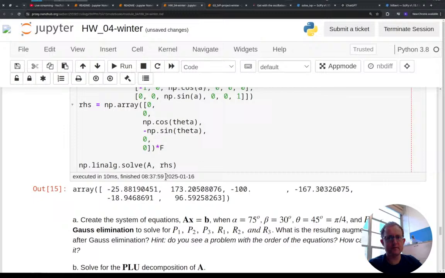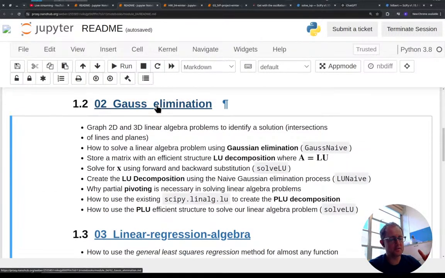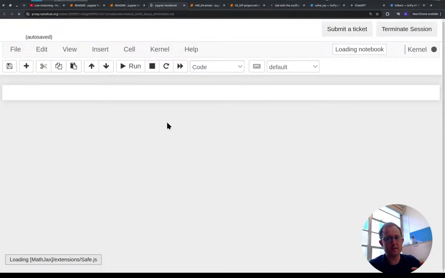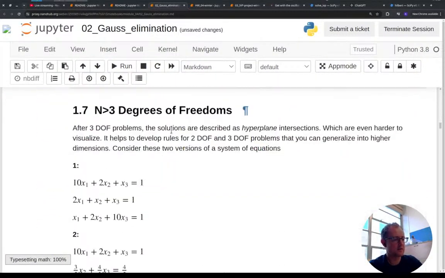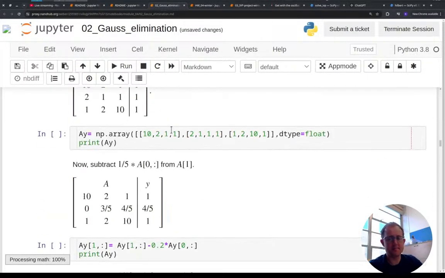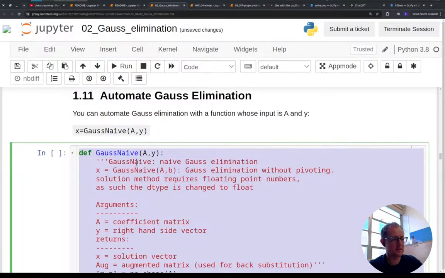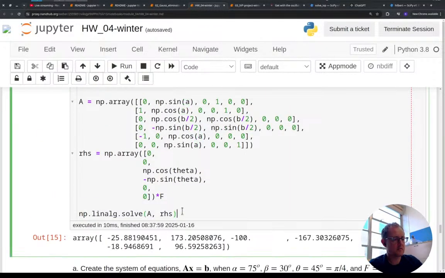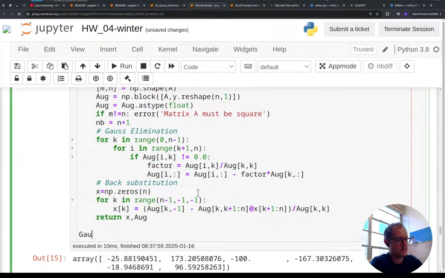Usually linalg.solve is all you need to solve these problems. But because we're doing numerical methods, we want to learn a little bit about the limits of these kinds of problems. So let's try using the naive Gauss elimination and see what happens. Like in the last module, here we'll use this Gauss naive. So I'll paste in this function here and say Gauss naive of A, and I think I called it RHS.